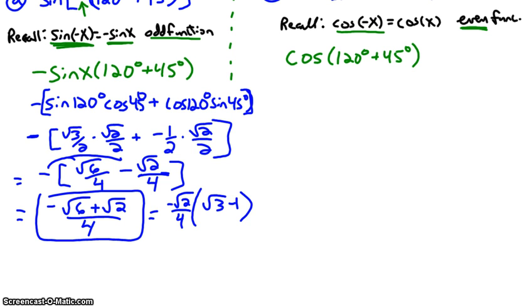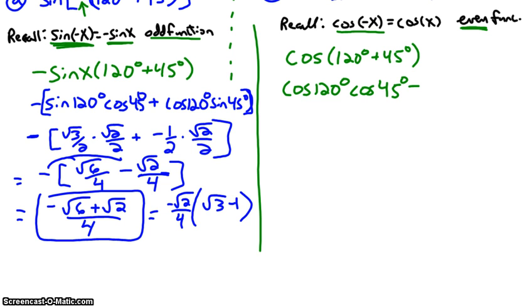Our cosine, handled in the same fashion, will give us the following: a cosine of 120 degrees times a cosine of 45 degrees minus a sine of 120 degrees times sine of 45 degrees. Now remember that for the cosine, when we have a sum, it makes it a difference as we work the problem out. So be aware of that.